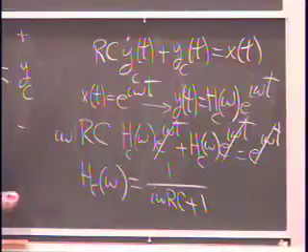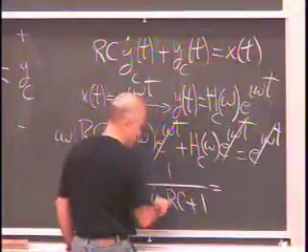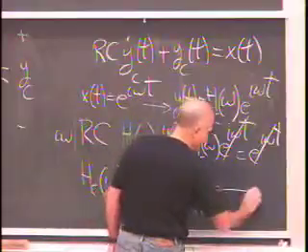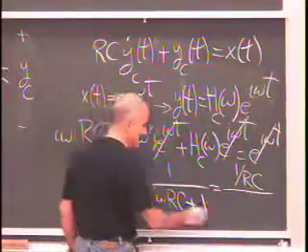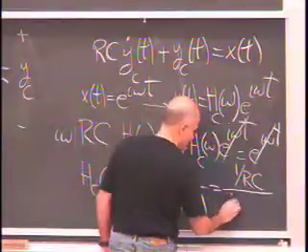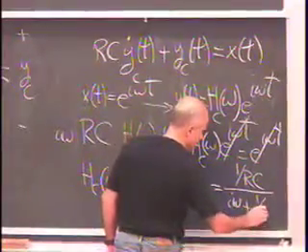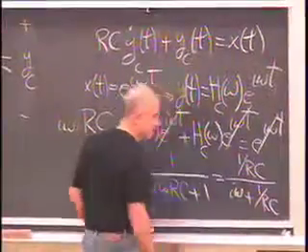Now, I massaged this a bit near the end of the lecture. I took out the RC. So you'd have a 1 over RC here. And then you'd be left with I omega plus 1 over RC.